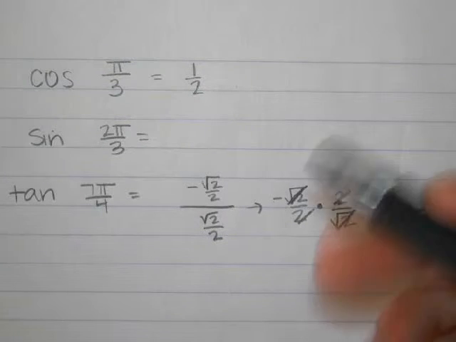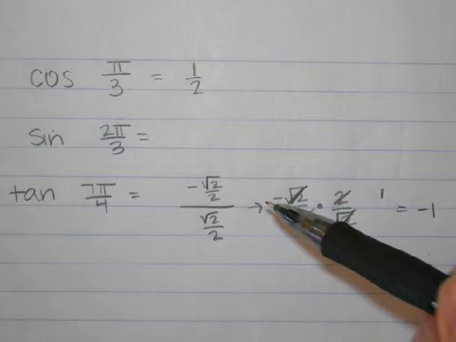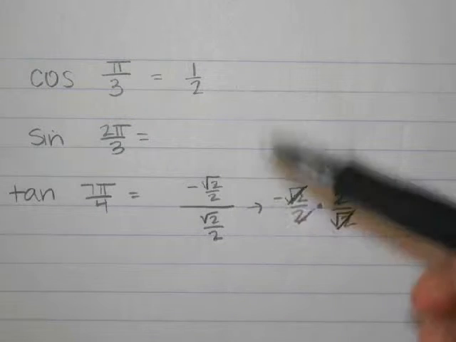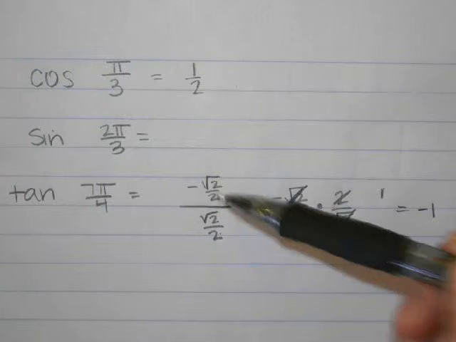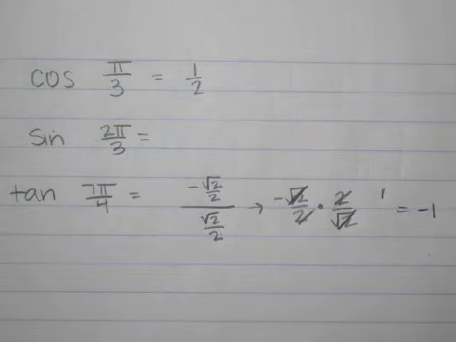Okay? The way that we can tell that tan at this value is 1 in magnitude is that you have the same number divided by itself. The same number divided by itself makes 1, so with the negative, negative 1.